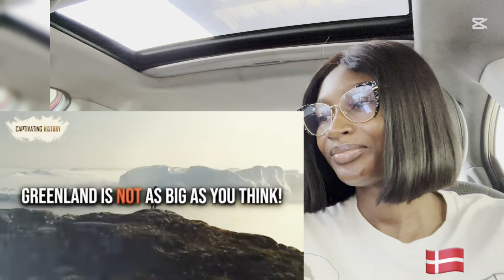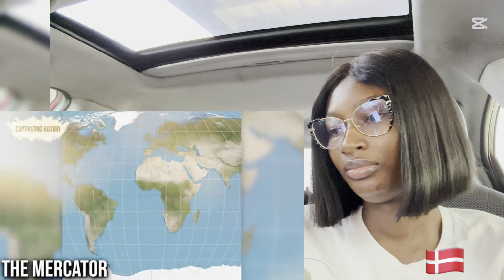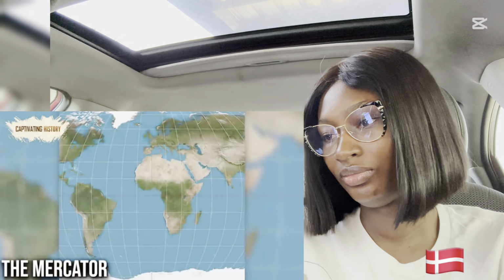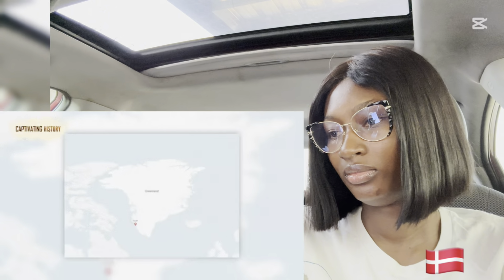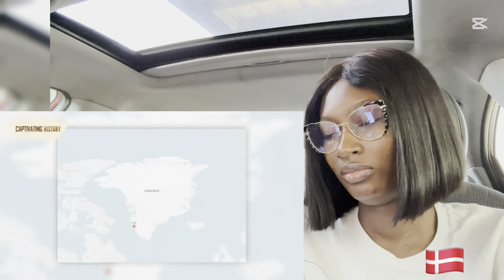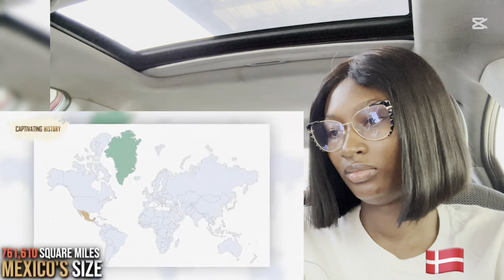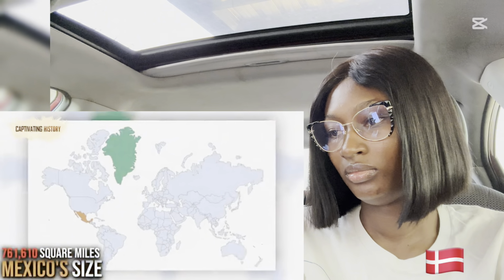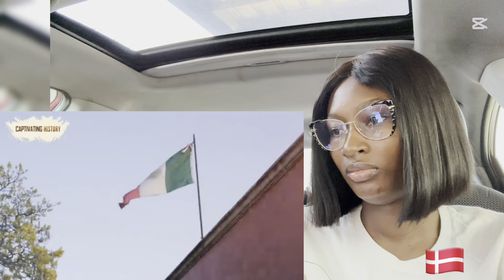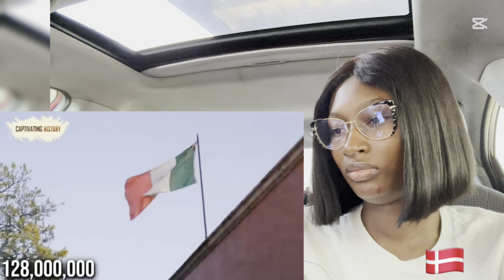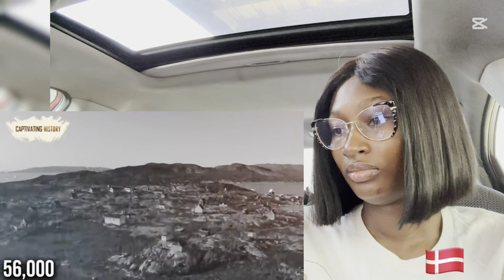Okay, Greenland is not as big as you think. The Mercator, a cylindrical map projection in common use today, inflates the size of the countries close to the poles. This is why regions like Antarctica and Alaska seem larger than they are. Greenland is still quite a large country, just not as large as the average map shows. For context, one can look at Mexico's size, 761,610 square miles, and then compare it to Greenland's 836,300 square miles. However, while Mexico has a large population of around 128 million, the 10th largest globally, Greenland has a pretty small population of about 56,000.